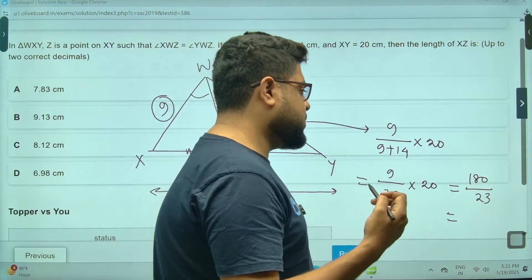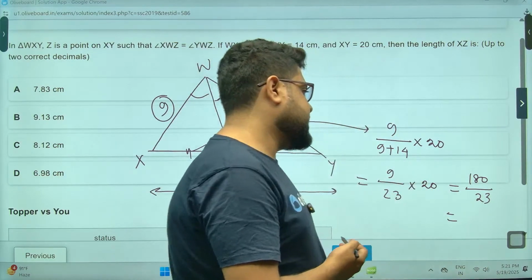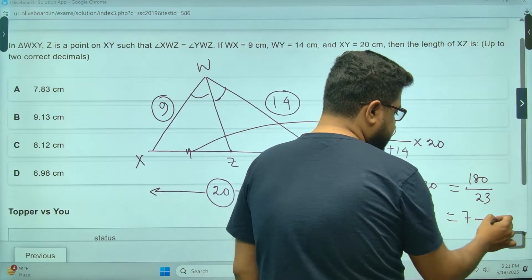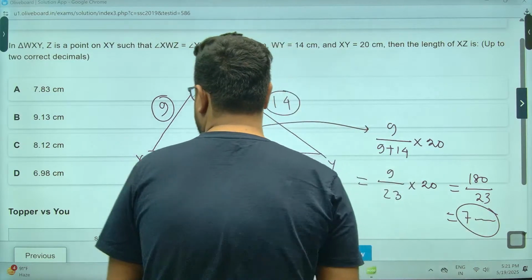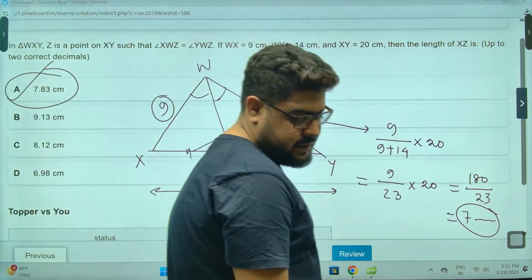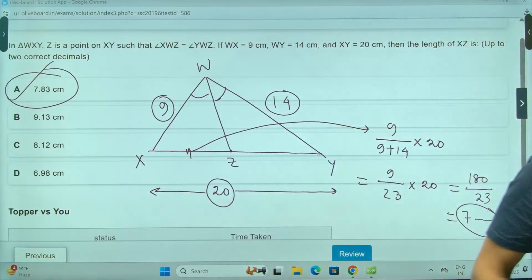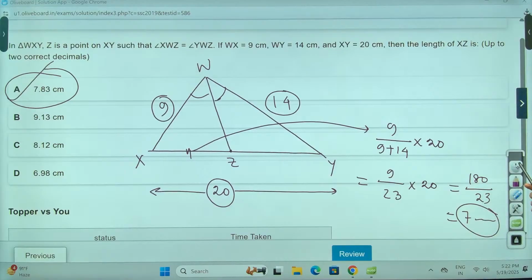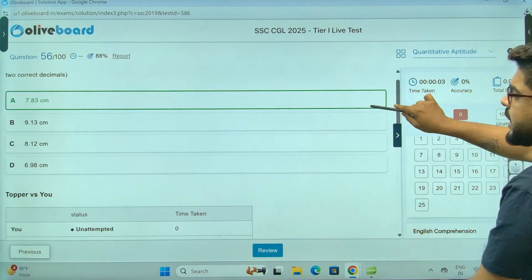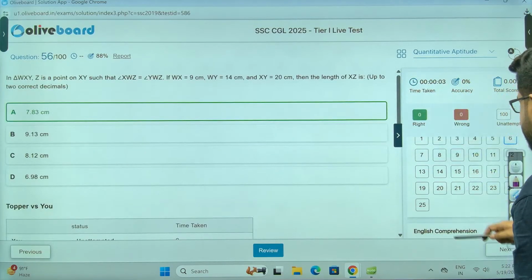6 times, sorry, 7 times, 8 times. 8 times will not go, sir. 7 point something will be the answer, sir. 8 times will not go. 7 point something means option A is the answer, because less than 8 times. So answer is option A. Answer is, sir, option A.